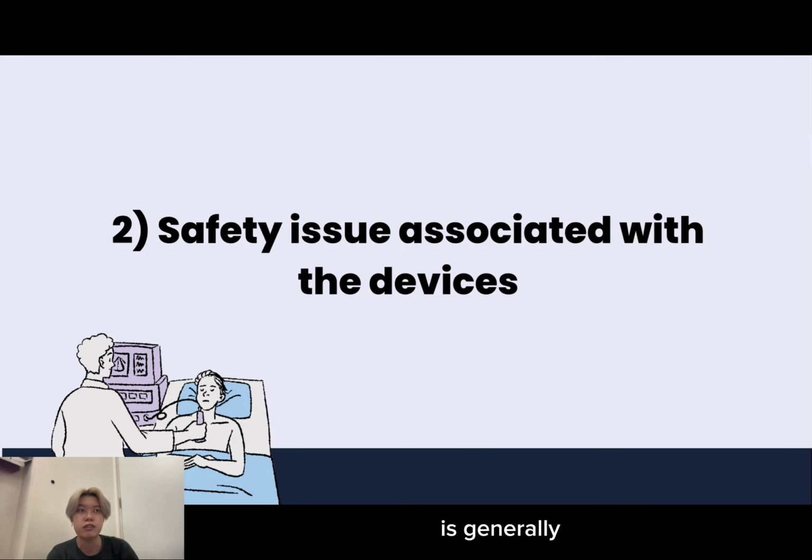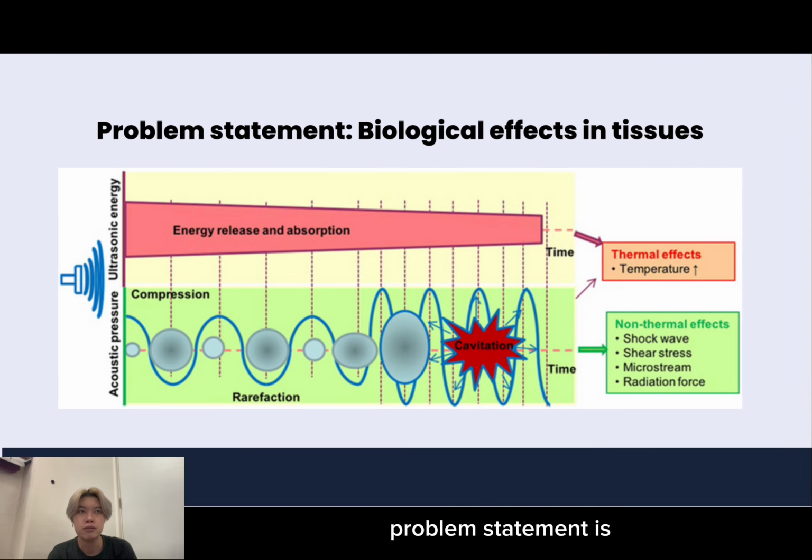Ultrasound imaging is generally considered safe, and it does not involve ionizing radiation like X-ray or CT scans. However, there are certain safety considerations and guidelines to ensure the safe use of ultrasound. Here are some safety issues associated with ultrasound imaging. Firstly, the problem statement is biological effects in tissues. Tissues may have biological responses from ultrasound energy. There are two types of these effects, thermal and non-thermal.